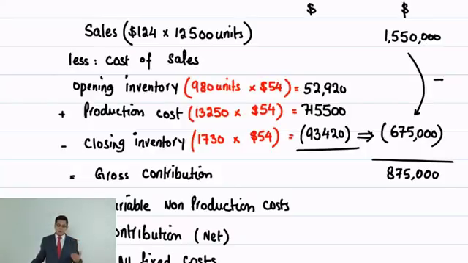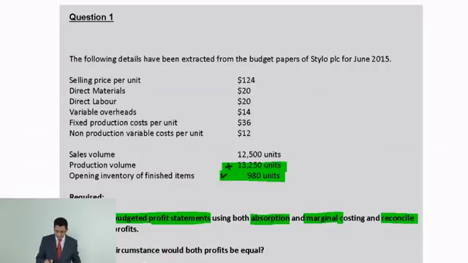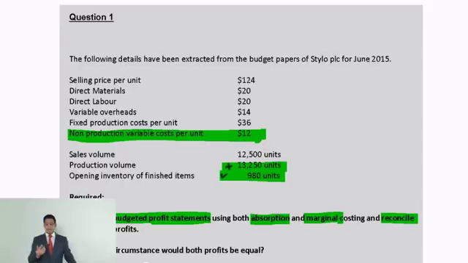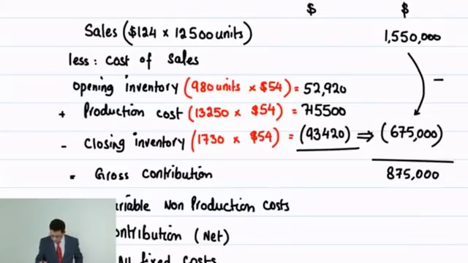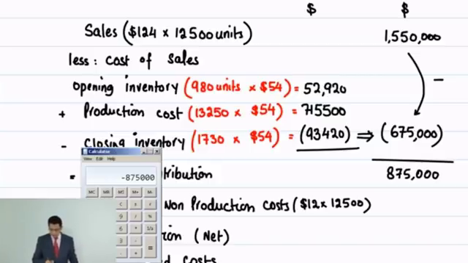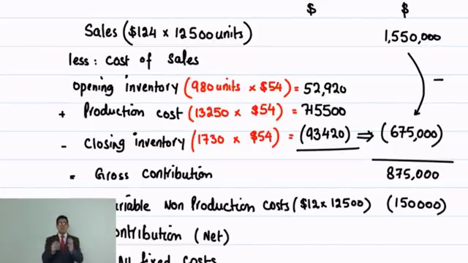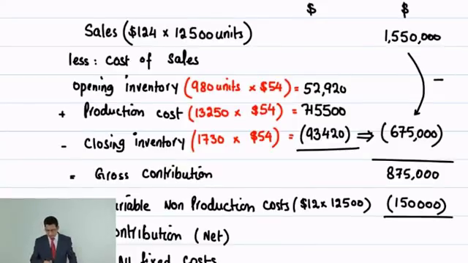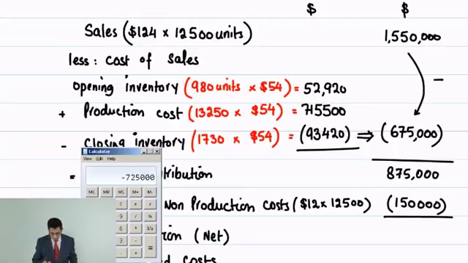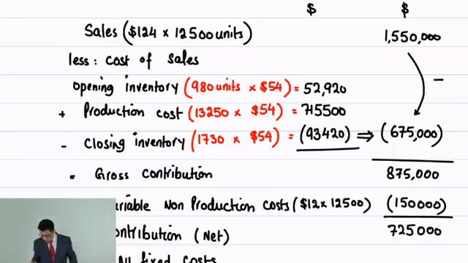Now we are looking at the variable non-production costs. Clearly given, non-production variable cost per unit is 12. And always remember, non-production costs will be based upon sales units, which are 12,500, because non-production costs are generally selling, distribution, postage, packing, delivery, shipping, etc. So it's always based upon sales units rather than production units, which is $150,000. I put numbers within the brackets, meaning I'm going to deduct them. And here I get the contribution, which is $725,000.